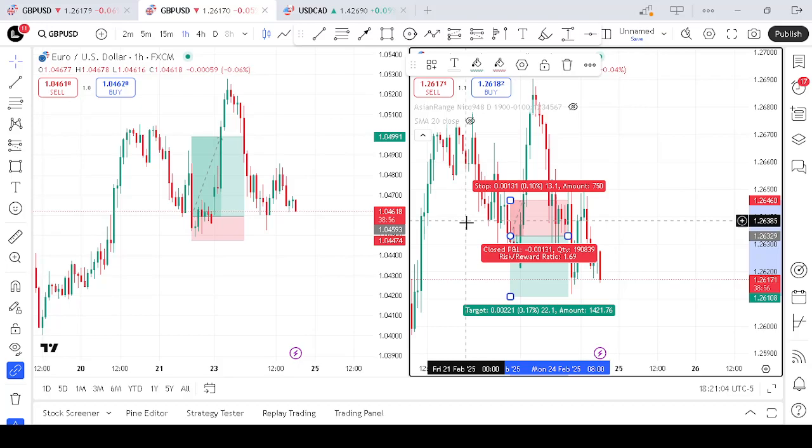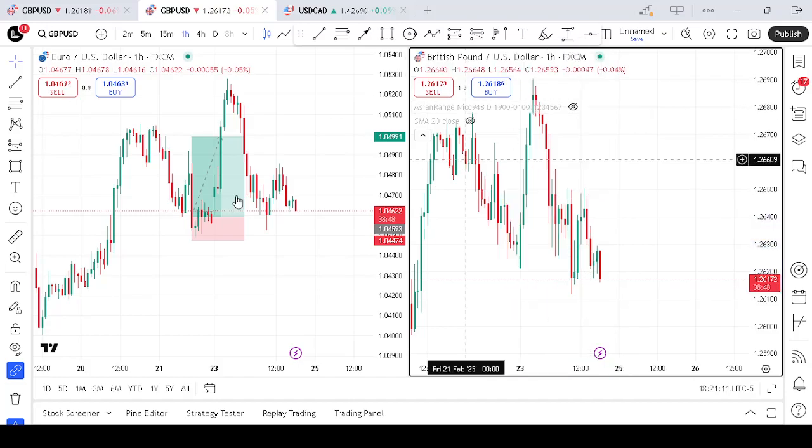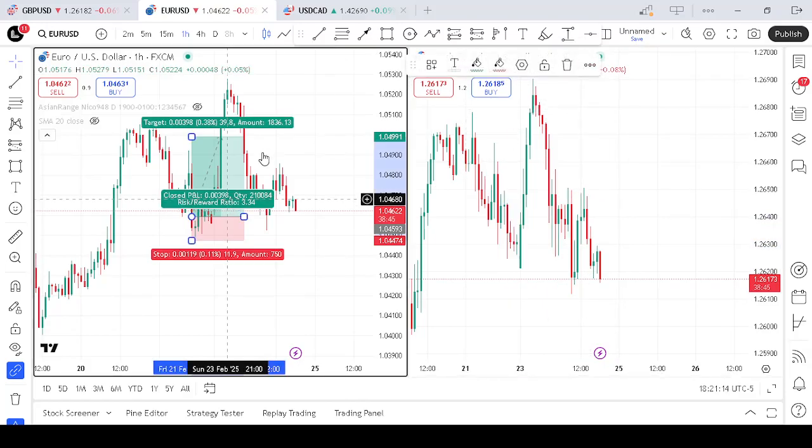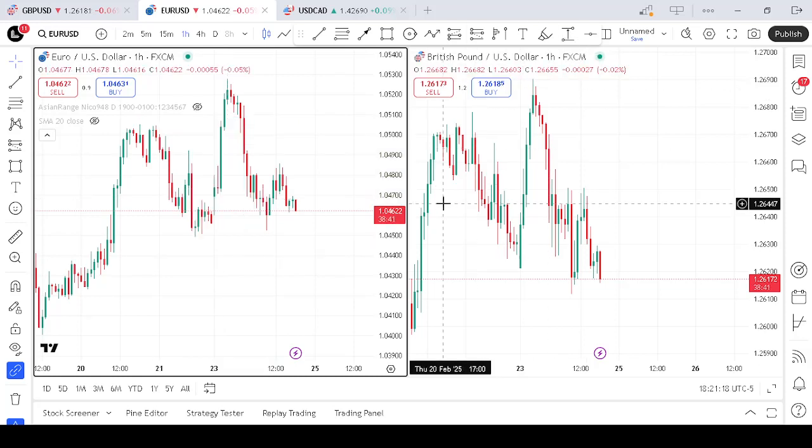Now, position sizing is crucial for this strategy. For a standard lot of 100,000 units, EUR/USD has a pip value of $10. You will need to adjust your position size accordingly to maintain balanced exposure according to your correlated pairs.